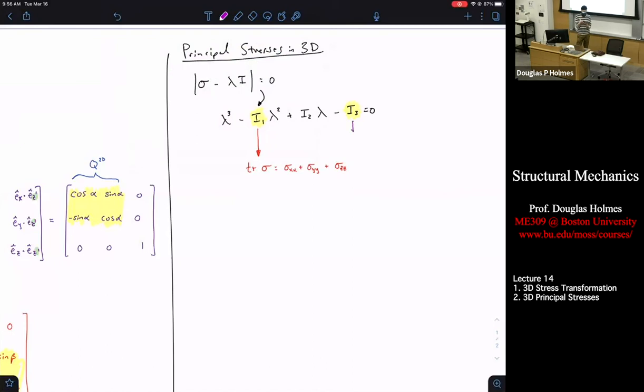The third invariant is also the same as the invariant we found in 2D. It's take the determinant of your stress tensor. Now, again, it's a 3D stress tensor, so that determinant's a little bit messy, so I'm not going to write it all out, but you know how to calculate the determinant, and if you don't, Mathematica does it for you.